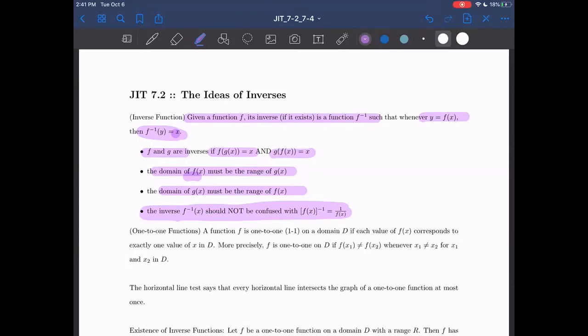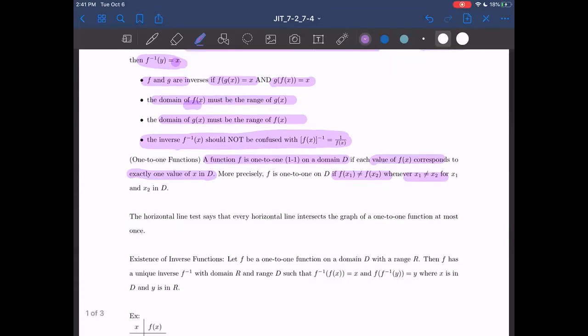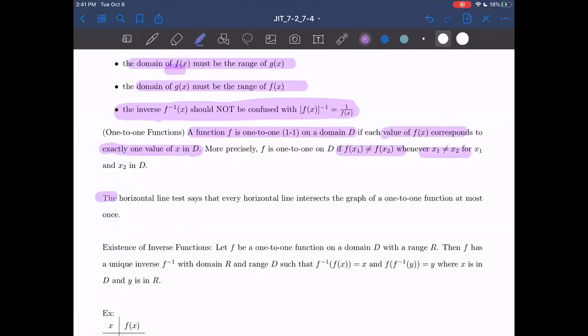So a function is 1-to-1 on some domain if each value of f of x corresponds to exactly one value in the domain. Specifically, if we have two output values that are not equal, with their matching input values not equal, then that function is 1-to-1. We can look at this through the horizontal line test. That's going to be the main way that we'll look at things in this class.